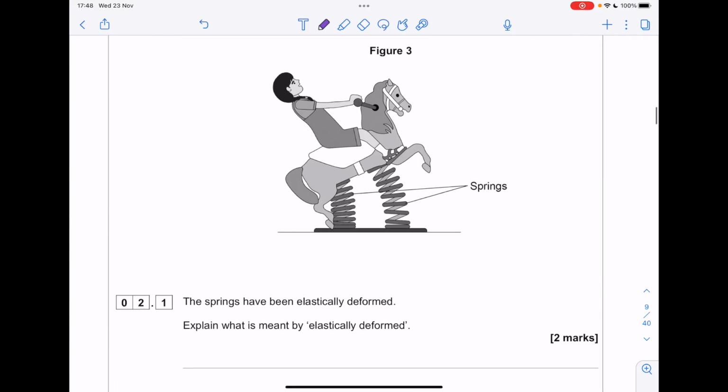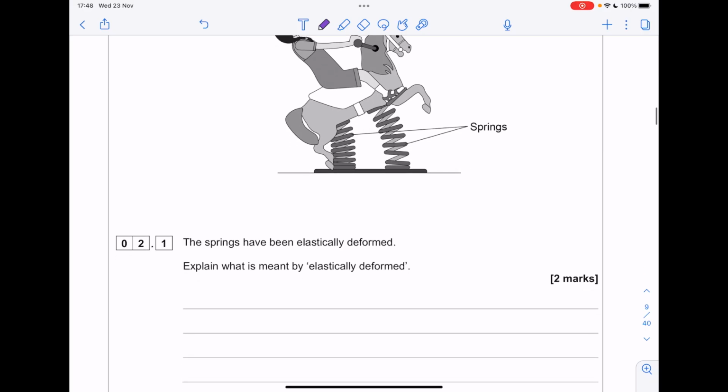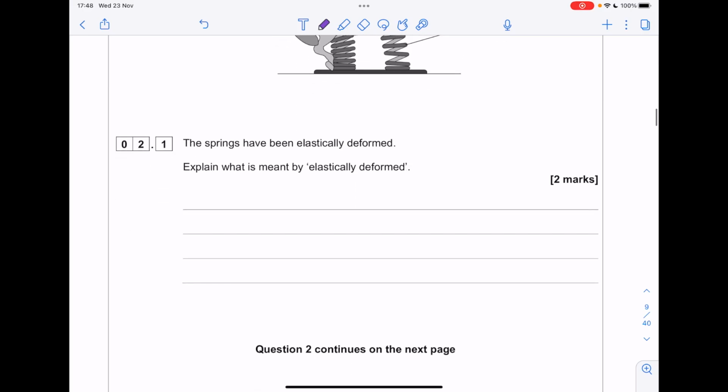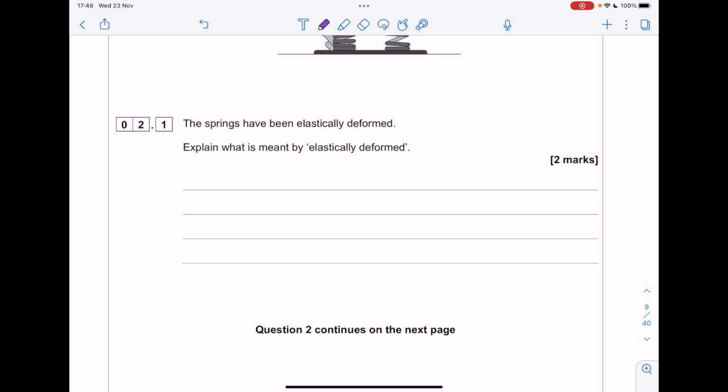Figure 3 shows a child on a playground toy. The springs have been elastically deformed. What is meant by the term elastically deformed? It means that it will return to its original shape once the force has been removed.